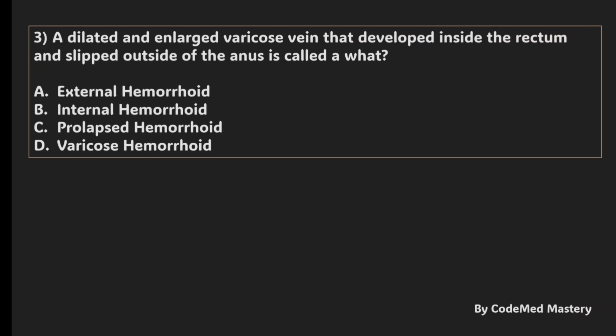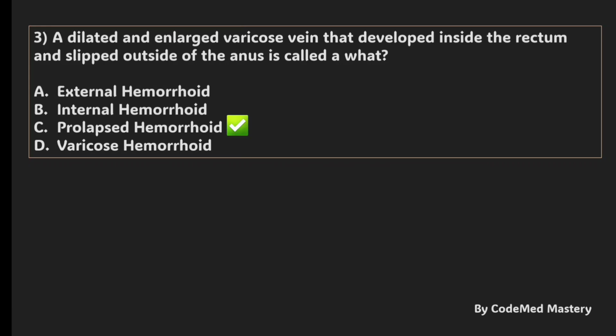A dilated enlarged varicose vein that developed inside the rectum and slipped outside of the anus is called a what? Option A, external hemorrhoid. Option B, internal hemorrhoid. Option C, prolapsed hemorrhoid. Option D, varicose hemorrhoid. The right answer is option C.